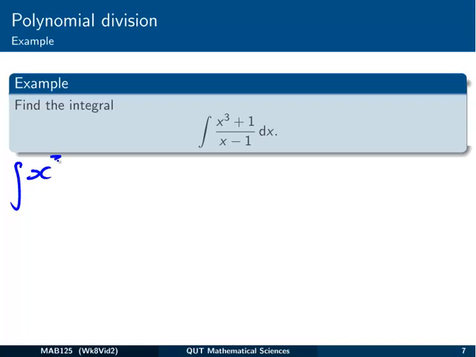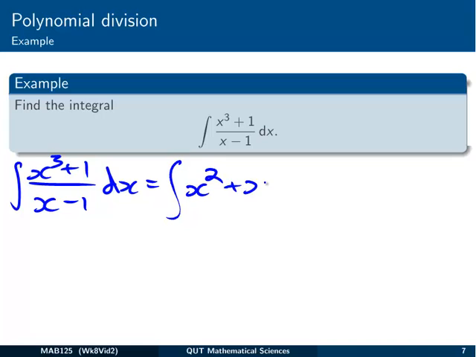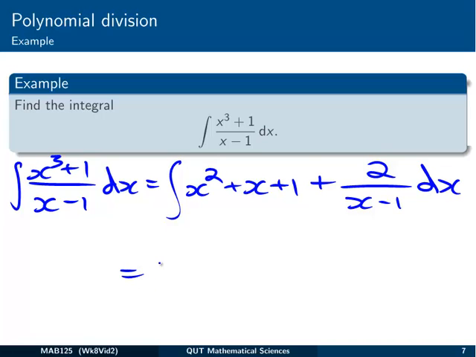So find the integral of x cubed plus 1 over x minus 1. Because we've just polynomial divided, we know that that's then the integral of x squared plus x plus 1 plus 2 over x minus 1 dx. And then we can just use our rules. The integral of x squared is going to be x cubed on 3. The integral of x is x squared on 2. The integral of 1 is x.